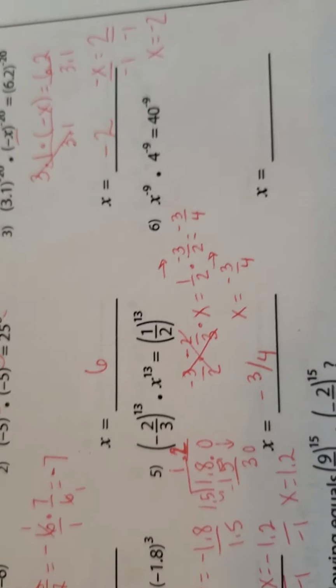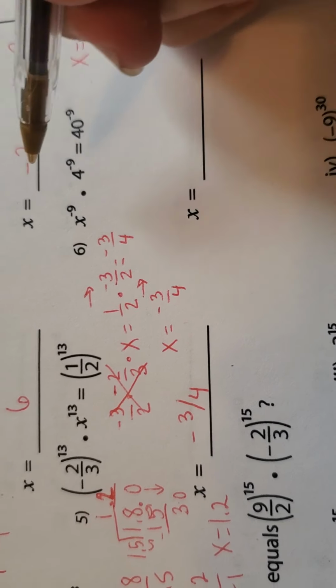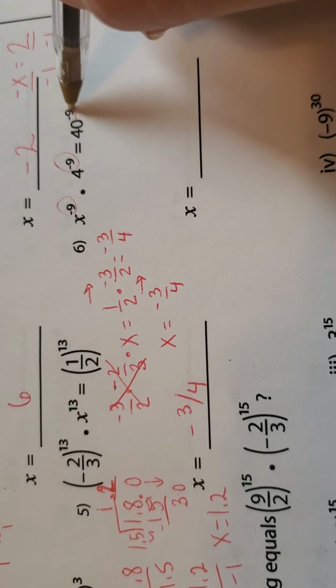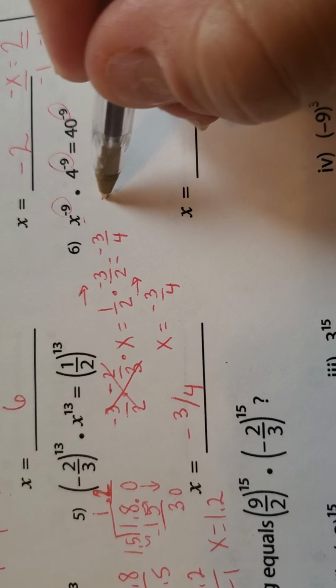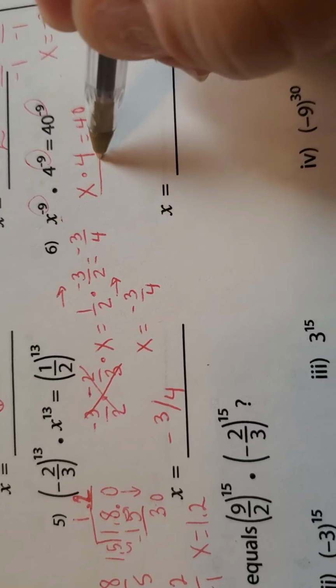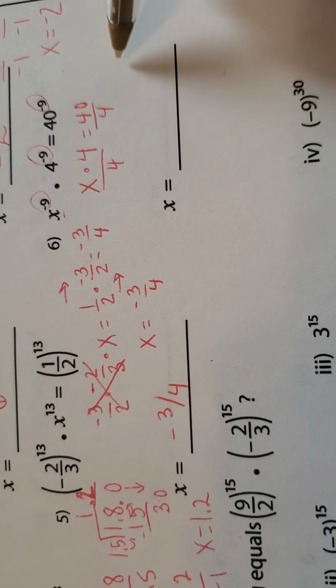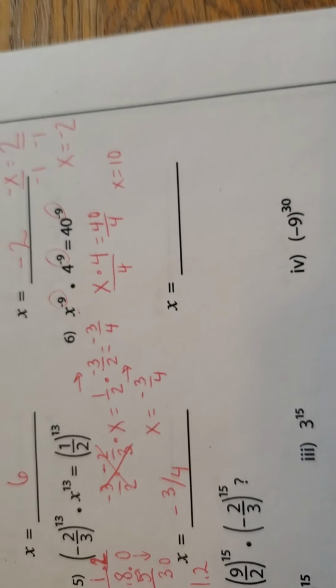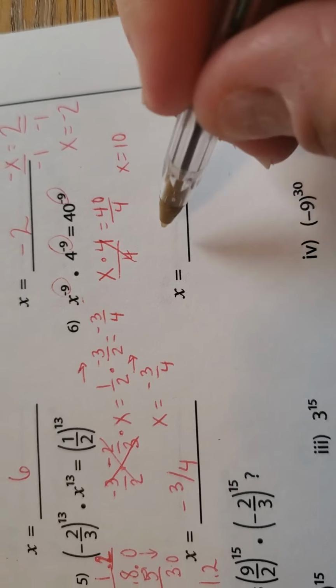Okay, question number 6. We've got those matching exponents again. So we need to take x times 4 equals 40. Divide by 4 to get x equals 10. So fairly easy one for this problem.